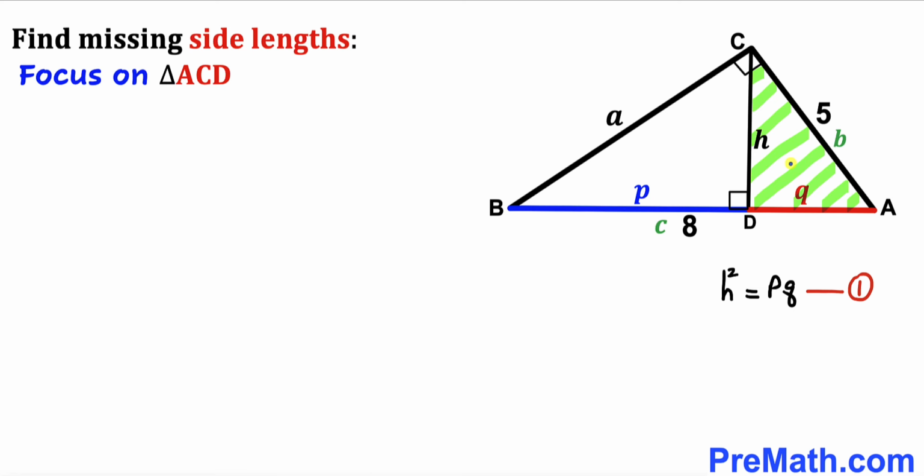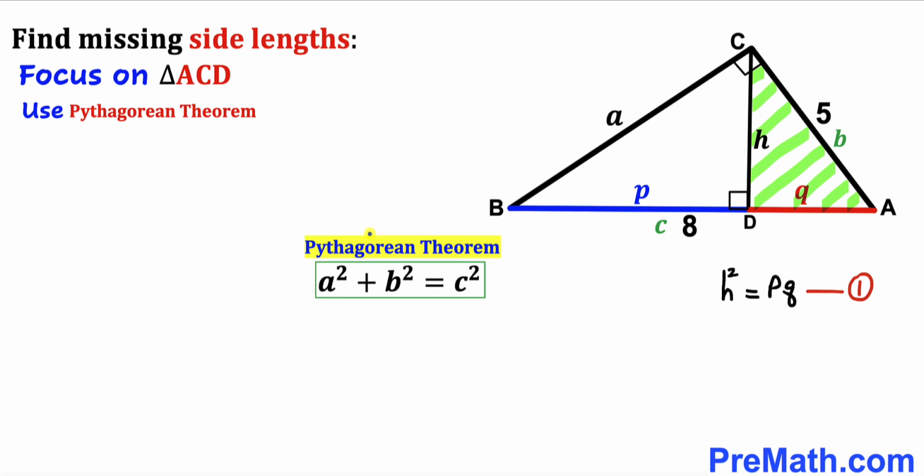Let's focus on this right triangle ACD, whose side lengths are lowercase h, lowercase b, and lowercase q. Now we are going to apply the Pythagorean theorem on this triangle. Here's our Pythagorean theorem: a squared plus b squared equals c squared. In our case, our hypotenuse is lowercase b. So let's fill in the blanks in this formula. We got h squared plus q squared equals b squared.